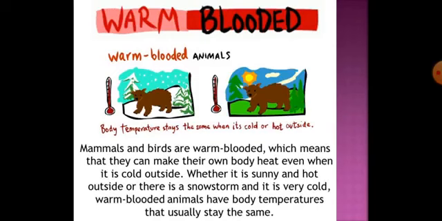Warm-blooded animals. Warm-blooded animals are the animals whose body temperature stays the same when it is cold or hot outside. For example, mammals and birds are warm-blooded animals, which means that they can make their own body heat even when it is cold outside. Whether it is sunny and hot outside or there is a snowstorm and it is very cold, warm-blooded animals have body temperatures that usually stay the same.